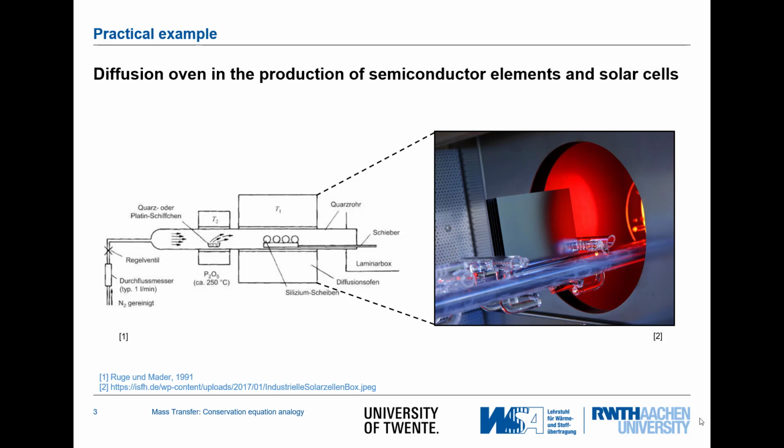Let's start with a practical example. Here we see an image of an oven, a diffusion oven, which is used to produce semiconductors and solar cells. There is an explanation of what's happening here in this schematic.